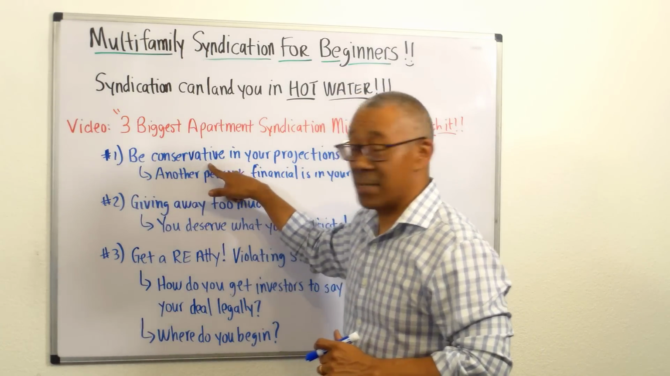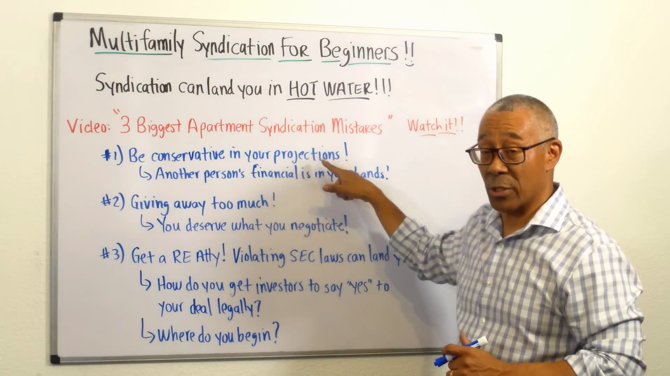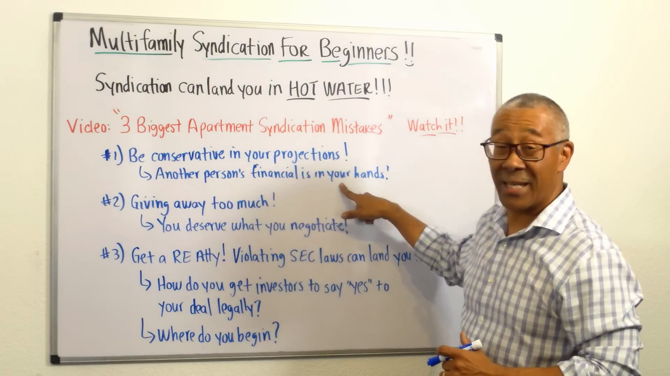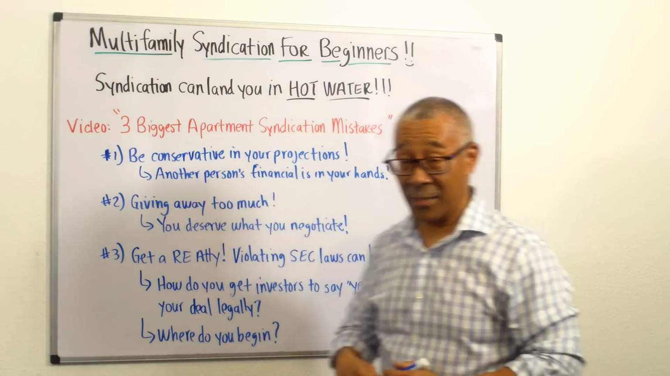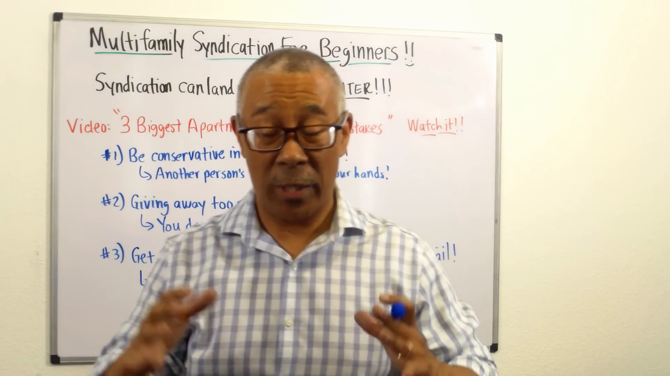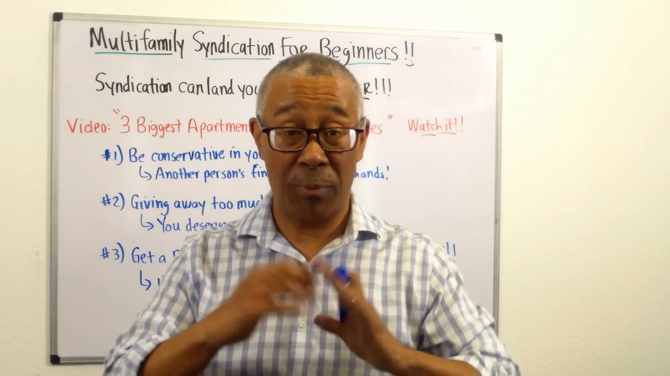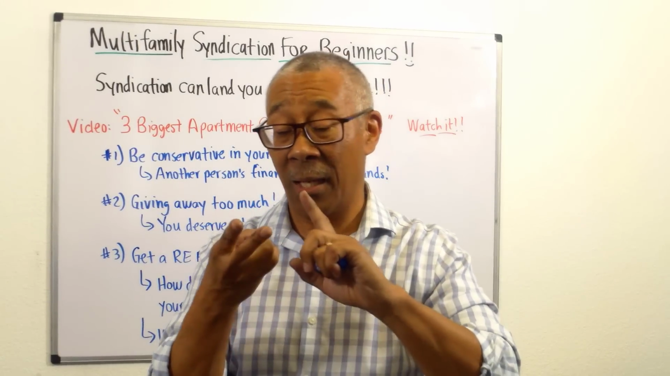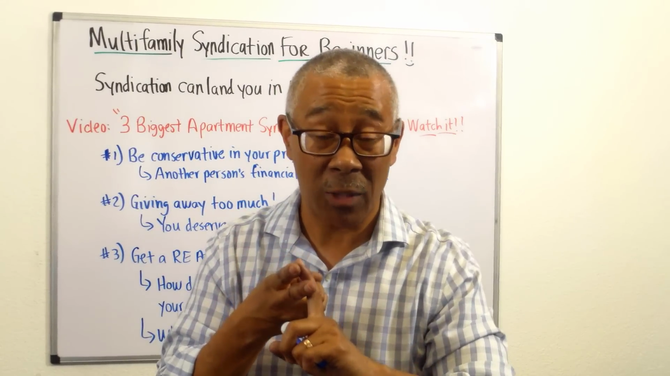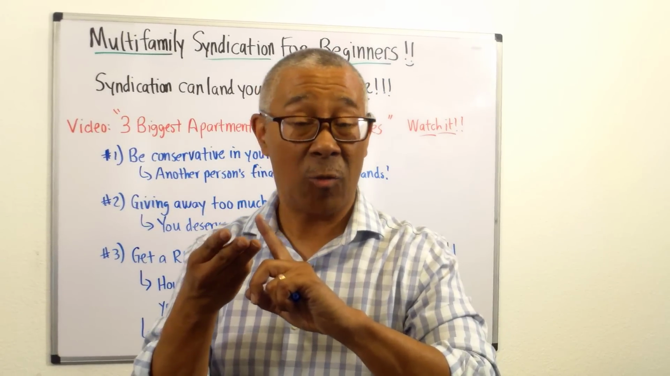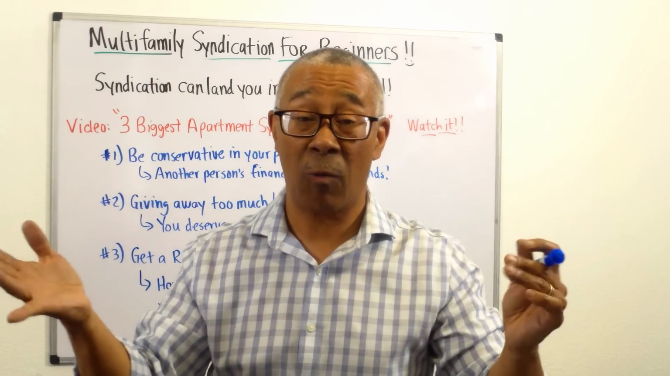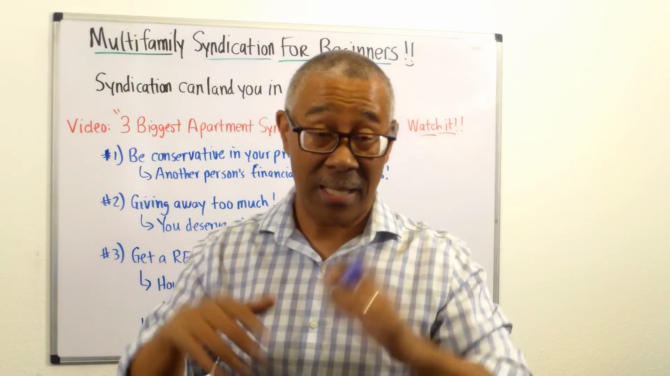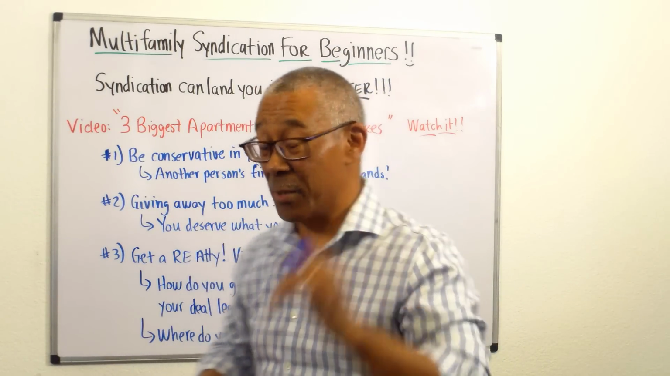Number one is, be conservative in your projections. Another person's financial future is in your hands. What I mean by that is, when you are starting out in syndication and you project what your returns should be, if you miss what the rents could be, you miss out on getting the right loan, or if you don't project what expenses are going to be, guess what? You're going to mess up the returns and not be able to pay your investors. That's not good. So, mistake number one.